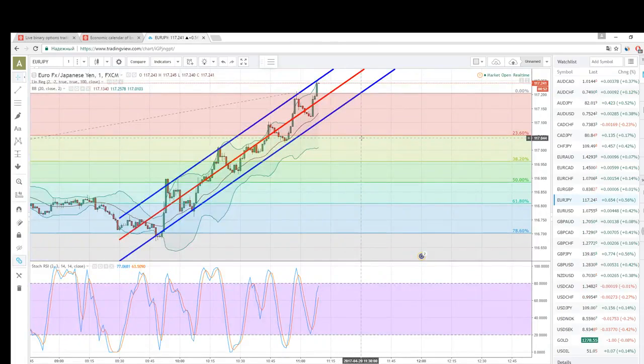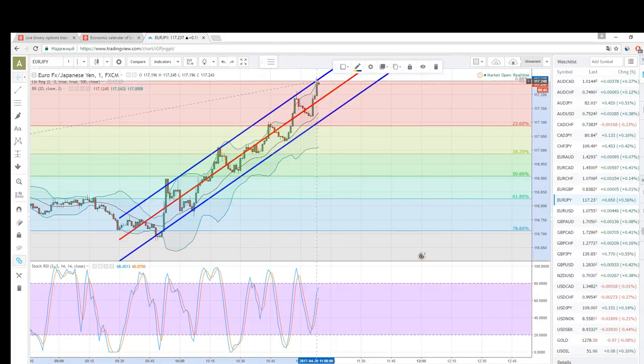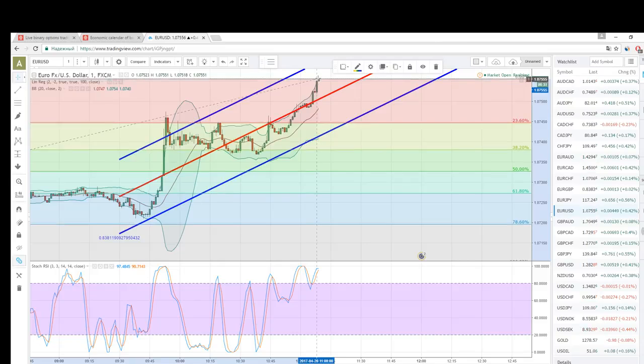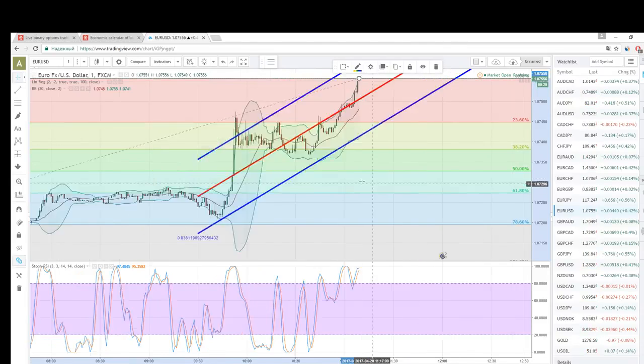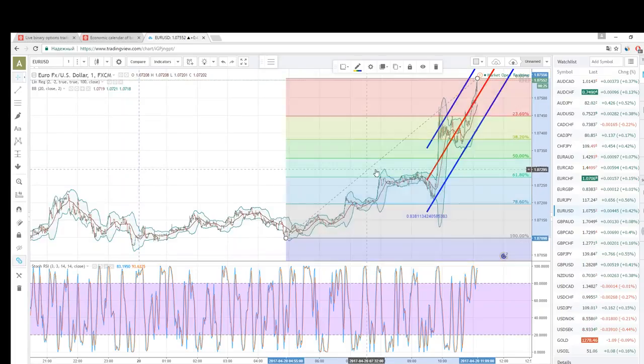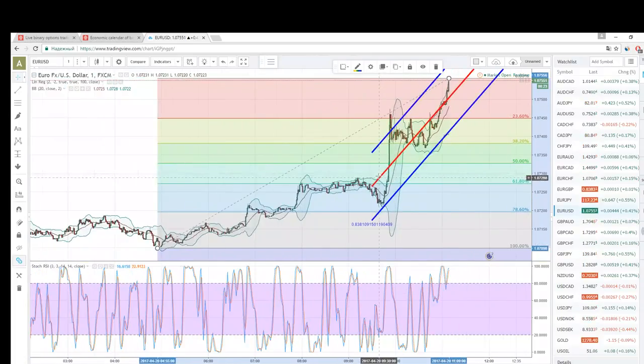So let's look for an opportunity to enter. Let's look for some trade that we can use. So right now there is a pretty controversial situation because we see that the euro went up pretty high. Here is the 1 minute time frame, but still.